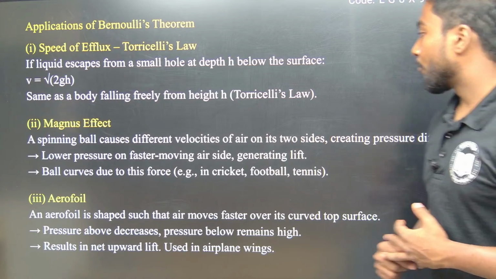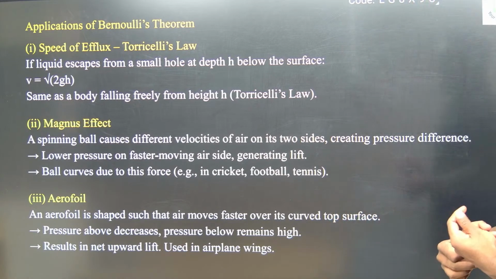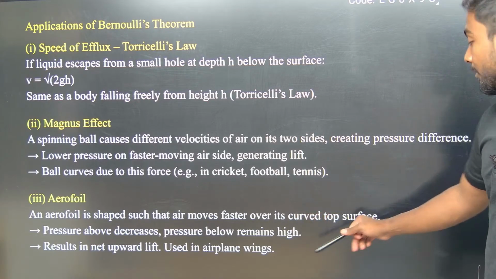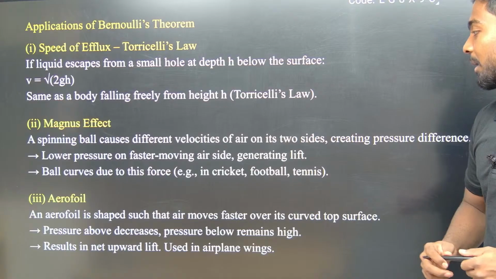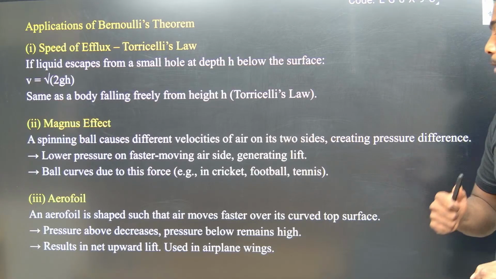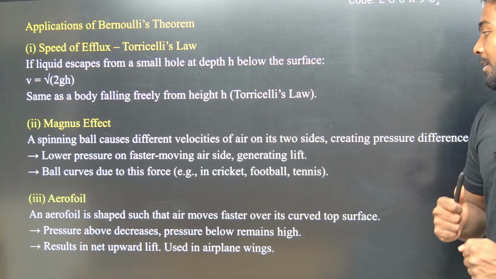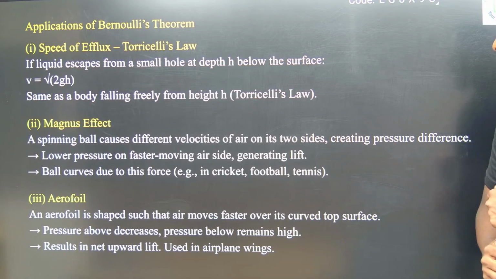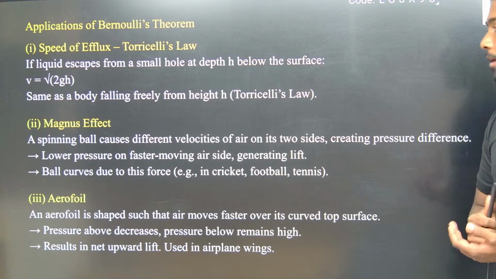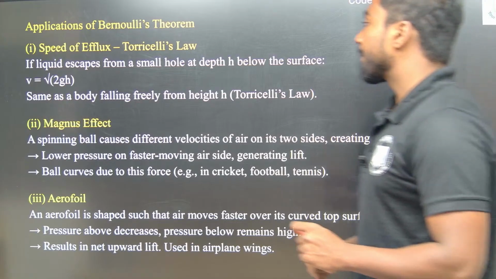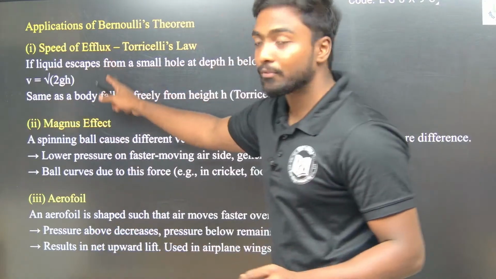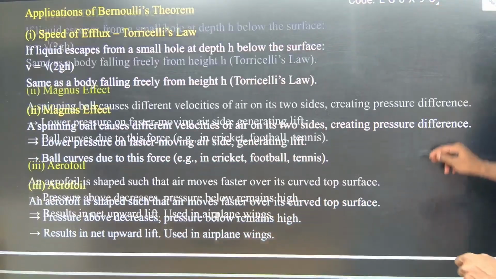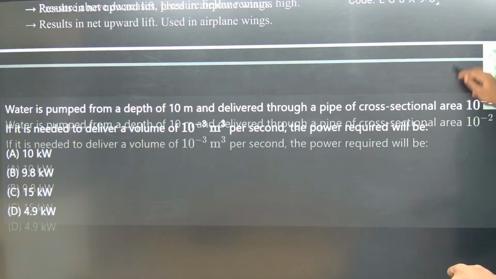So next is aerofoil. An aerofoil is shaped such that air moves faster over its curved top surface. So pressure above decreases, pressure below remains high. This results in net upward lift and is used in airplane wings. Okay, this is about the application of Bernoulli's theorem. First one is speed of efflux, Magnus effect, aerofoil. So next we will go into the questions.